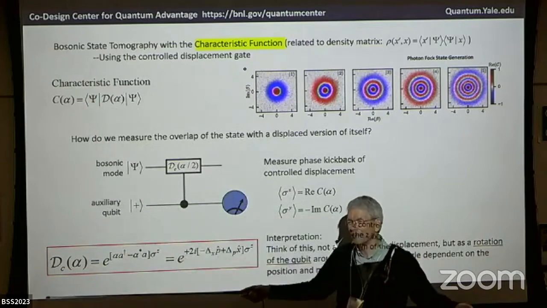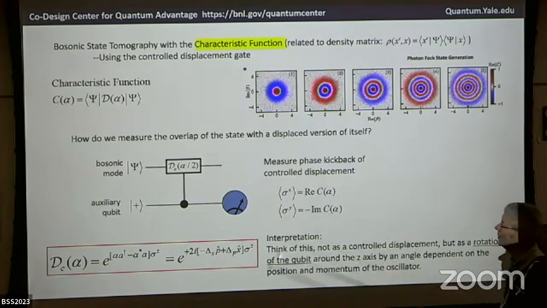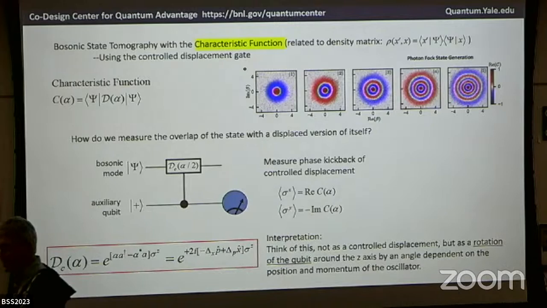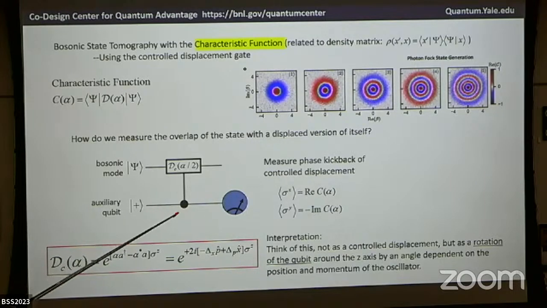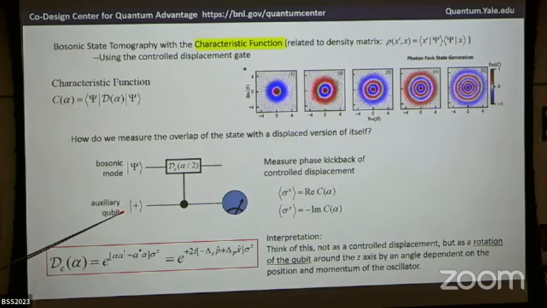It turns out that this tells you everything you need to know. It's equivalent to the density matrix. It's equivalent to the Wigner function. So how would we measure the overlap of a state with a displaced version of itself? If you displace the state, you no longer have available the undisplaced copy to compare. You could have two copies and do the swap test, but what you should do is a superposition of both having displaced it and not displaced it, or in this case, having displaced it by plus alpha over 2 or minus alpha over 2, depending on the state of an auxiliary qubit.